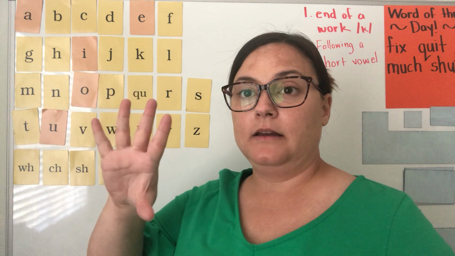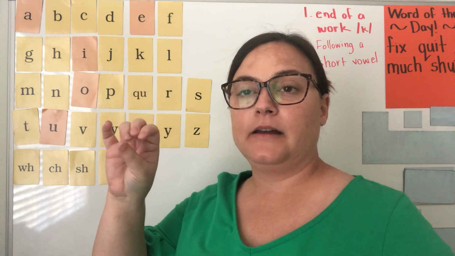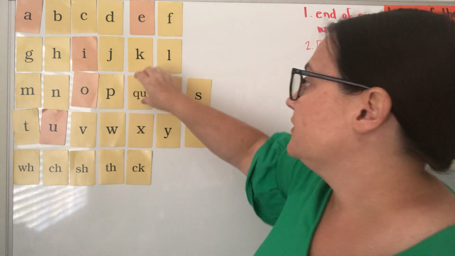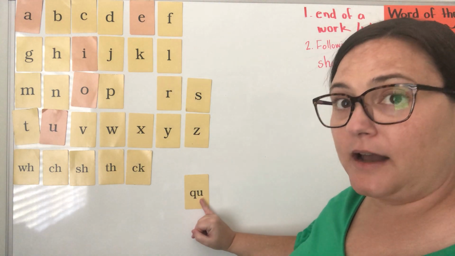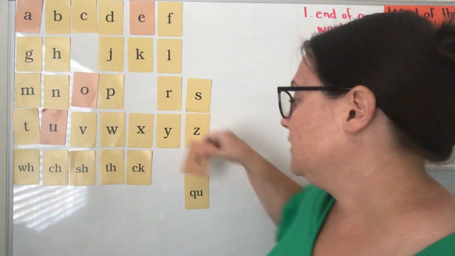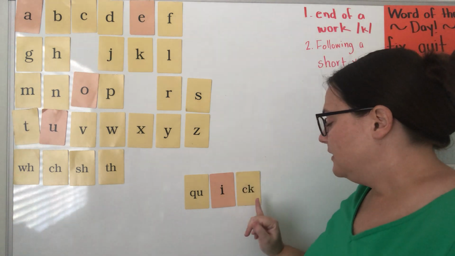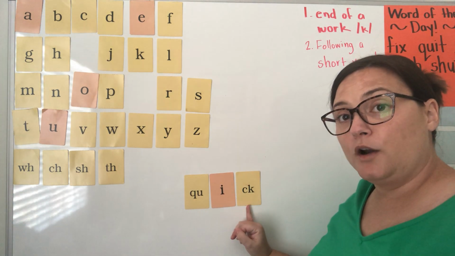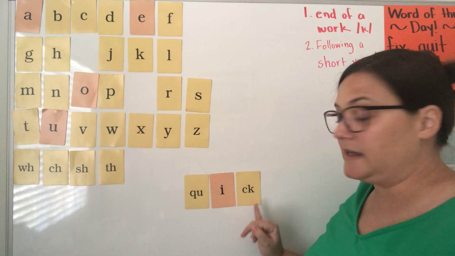Quick. Ready? Elbows up, fingers ready. Qu, ick, quick. Qu is my first sound. This is the buddy letter U. It is not considered a vowel. Qu, I. We don't sound it out anyway. K, quick. Okay? I heard k at the end of my word, and it was following the short I sound, so I knew to use CK.